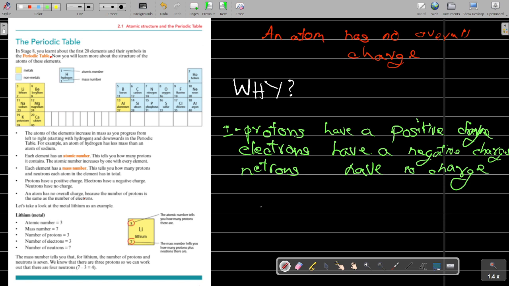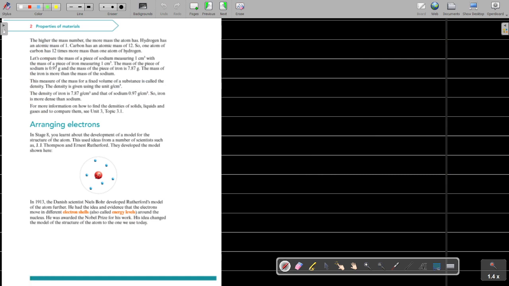Now, we'll go to the next page, page number 50. The higher the mass number, the more mass the atom has. Hydrogen has an atomic mass of 1. Carbon has an atomic mass of 12. So, one atom of carbon has 12 times more mass than one atom of hydrogen. Okay, this is an example.